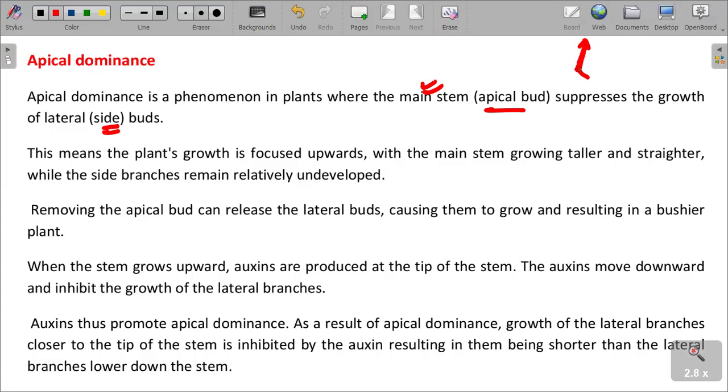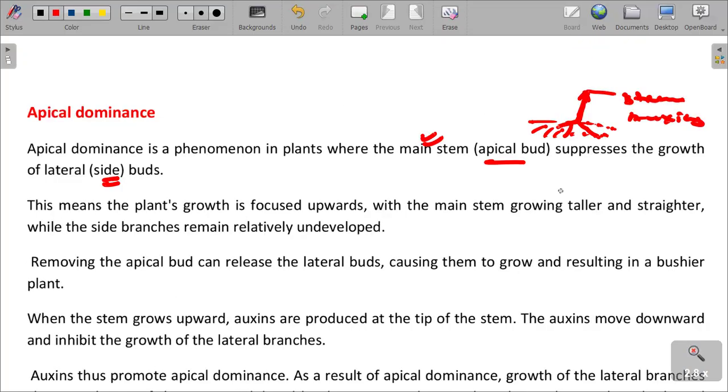A typical example I can give you right now is that the main stem produces auxins and then it suppresses the development of side shoots. Say this is the ground and these are the roots and then this is our stem. The stem grows tall. It keeps on growing tall without having side shoots growing.